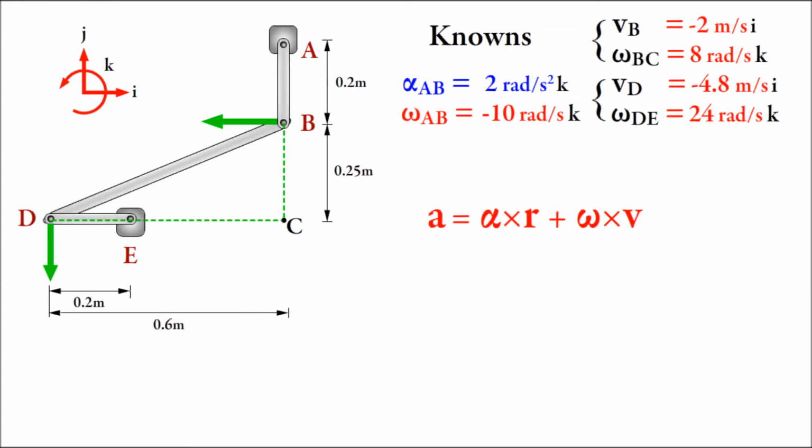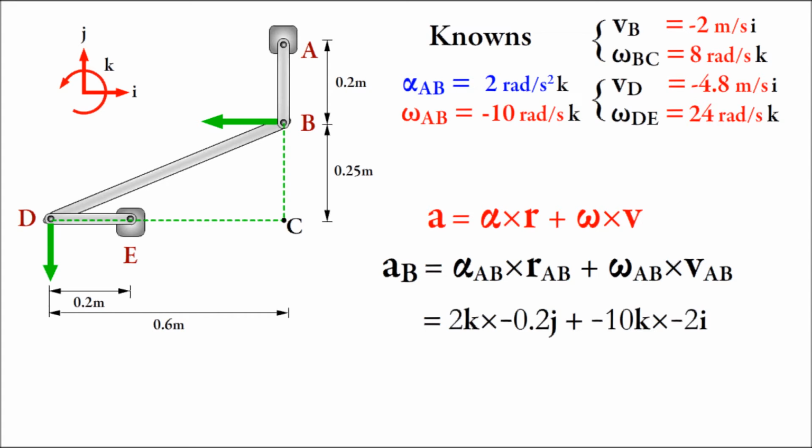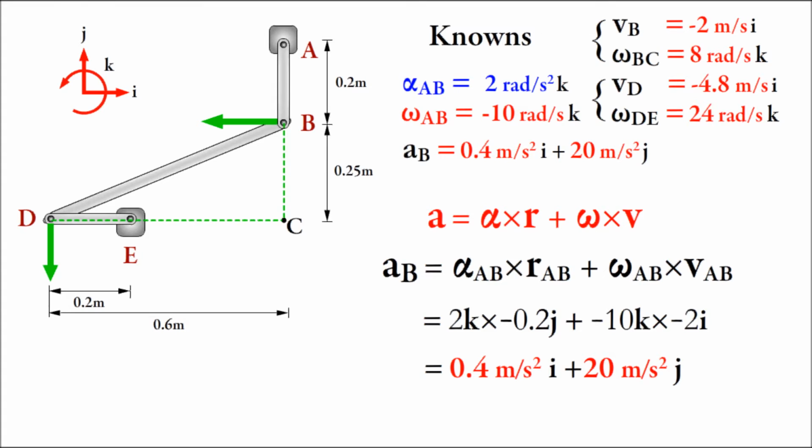We can use this formula to find acceleration from our knowns. Note that the formula only applies to pure rotation. AB is simply rotating around A, so we can use it. Using our knowns, we can find these 2 cross products and sum them. The acceleration of B is 0.4 meters per second squared i, plus 20 meters per second squared in the j. Add that to our knowns.